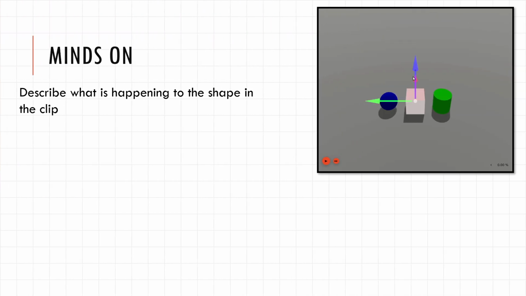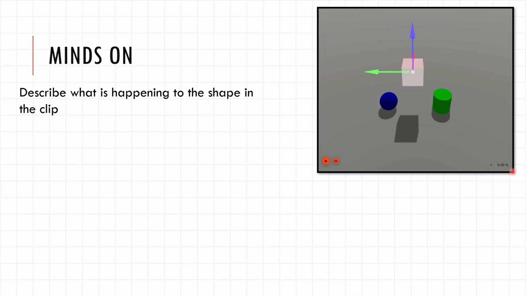To start us off today, I'll invite you to think about what is happening to the shape in this clip. Can you describe this transformation, how the shape is being transformed, just using some basic words?